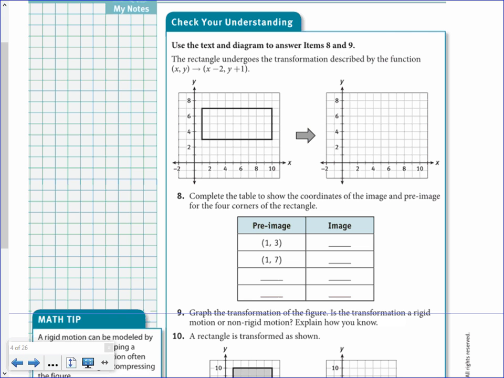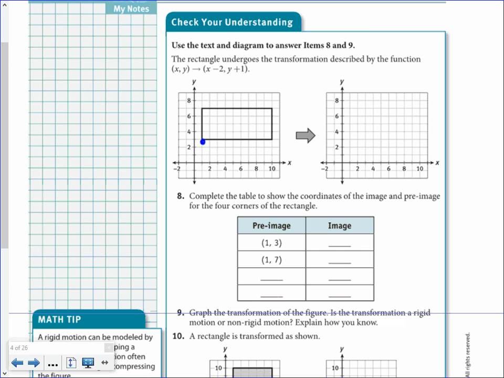So looking at number 8, they tell us that this rectangle undergoes the transformation described by the function x, y goes to x minus 2, y plus 1. So I'm going to do this point by point for those of you that are having trouble with this. So it gives us a box, and it says the first coordinate is 1, 3. So that's our bottom left corner of a rectangle.